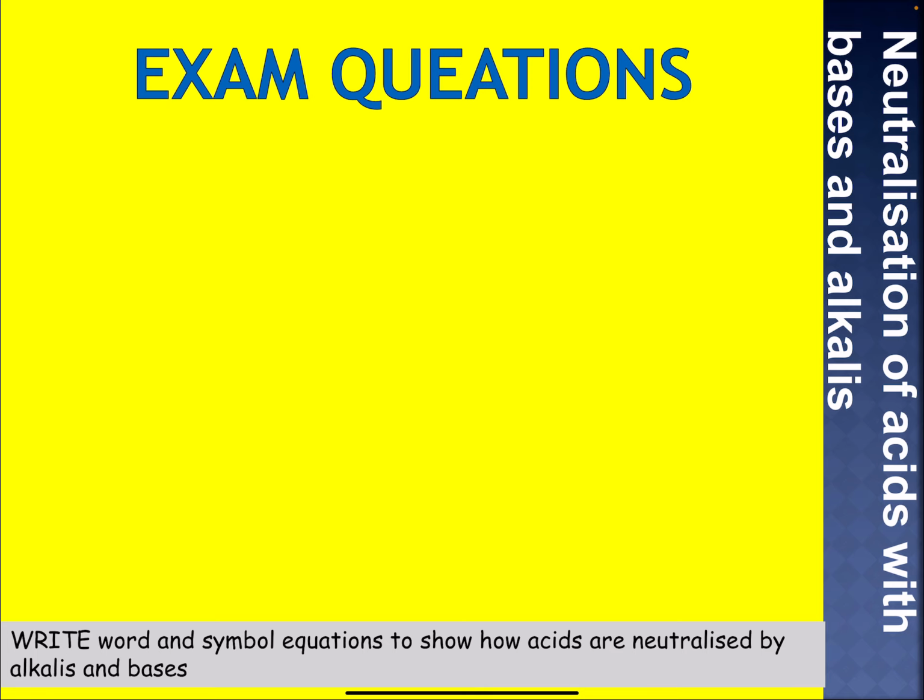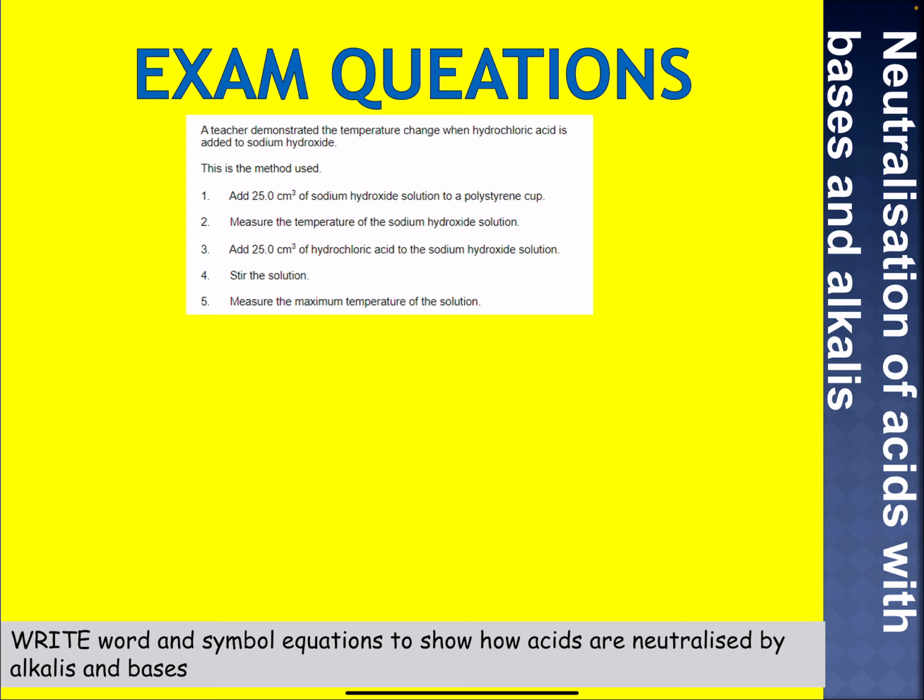Let's have a look at some exam questions. So here's one. A teacher demonstrated the temperature change when hydrochloric acid is added to sodium hydroxide. Now, the fact that there's a temperature change tells you that a chemical reaction is taking place. This is the method used. Add 25 centimetre cubed of sodium hydroxide, so that's an alkali, to a polystyrene cup. Measure the temperature of the sodium hydroxide solution. Add 25 centimetre cubed of hydrochloric acid, so there's your acid, to the sodium hydroxide and stir the solution. Measure the maximum temperature of the solution.